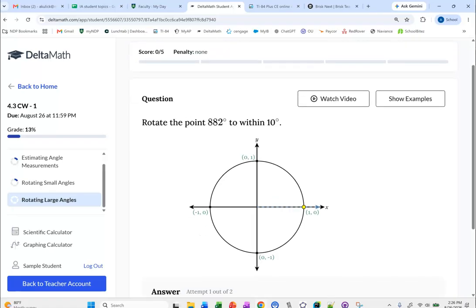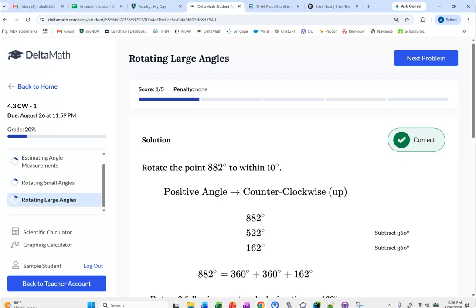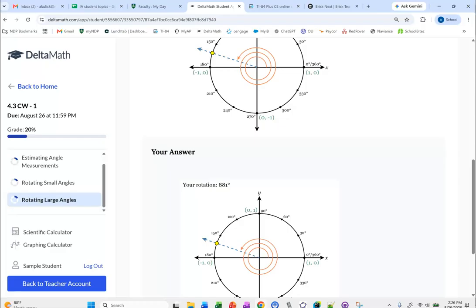So 882, so we're 90, 180, 270, 360, 450, 540, 630, 720, 810, and then 72 more. I don't know, somewhere over there probably. Let's see if that's close enough. Yep. And it said, what did I give? My answer was 881, so I was off by 1 degree that time. Pretty good.